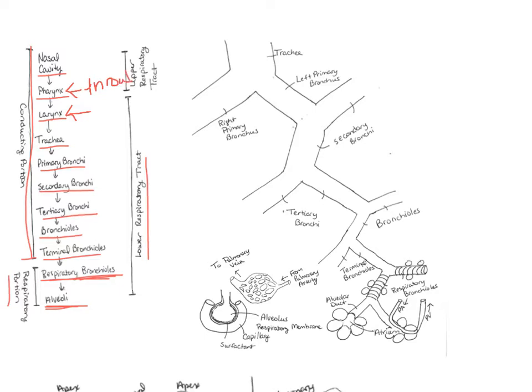And then the nasal cavity has the concha in there, and that helps to slow down the air and moisten it as it comes in through the nasal cavity. But I just want to go over the respiratory tree here.